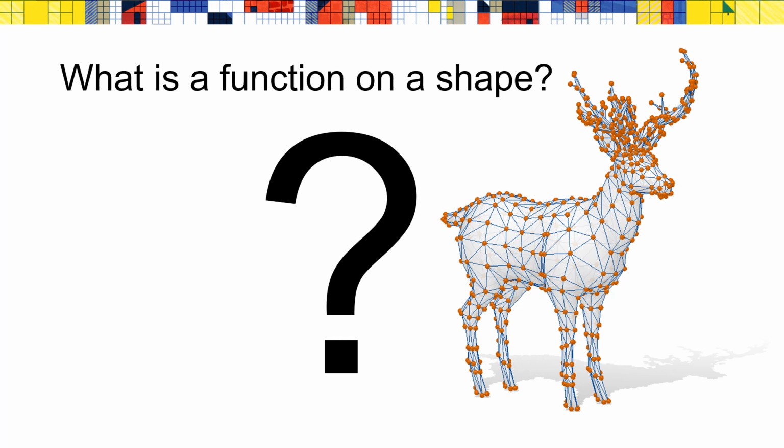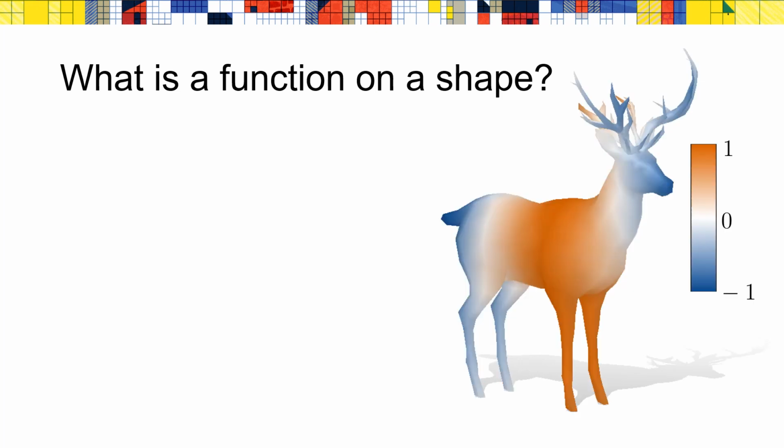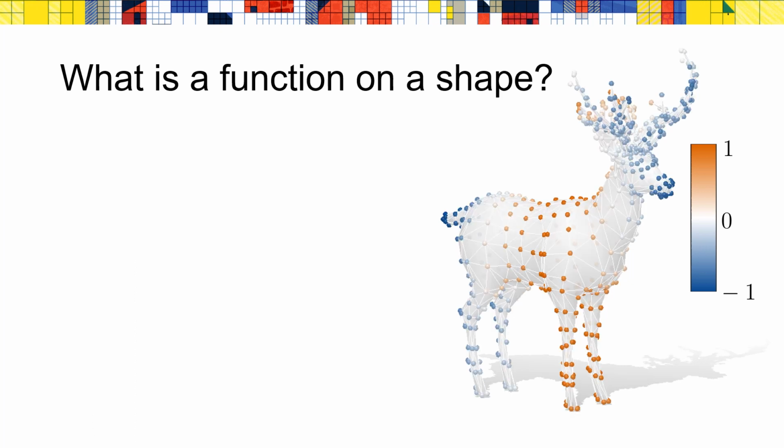Now, what is a function on a shape? So we can ideally think of a function as a set of values associated to each point on the surface. But in the discrete setting, we know that the surface is represented by a collection of points in the 3D space. And so a function corresponds to assigning a value to each vertex in the mesh.